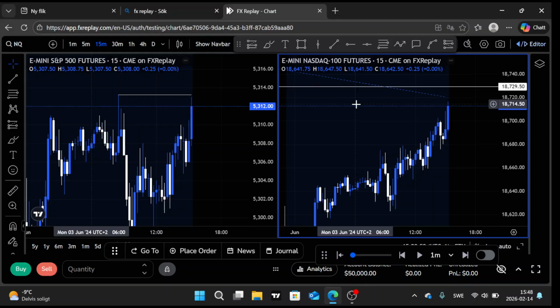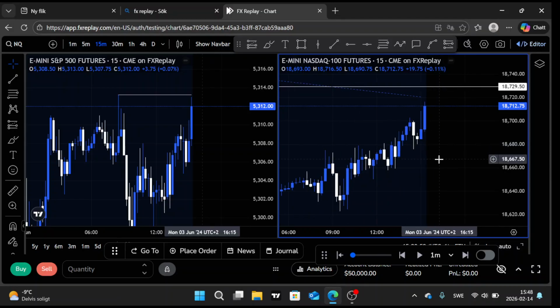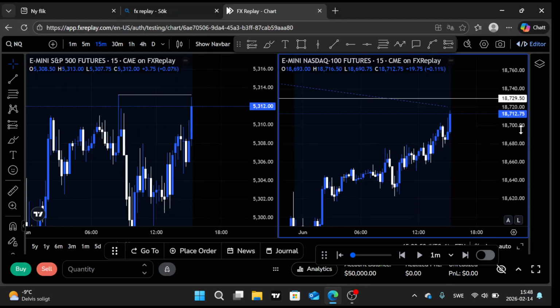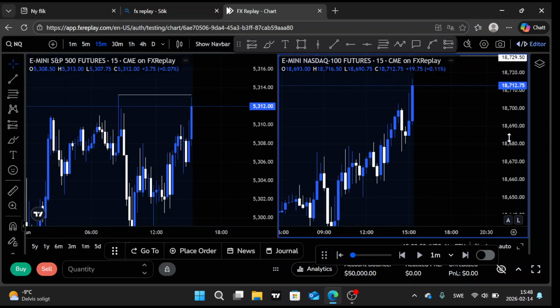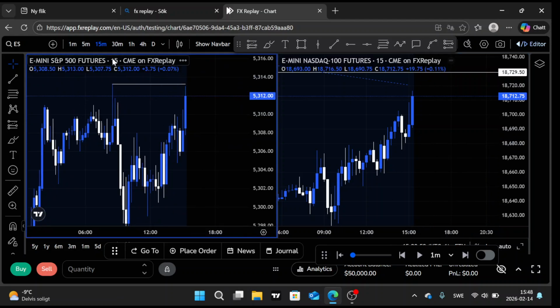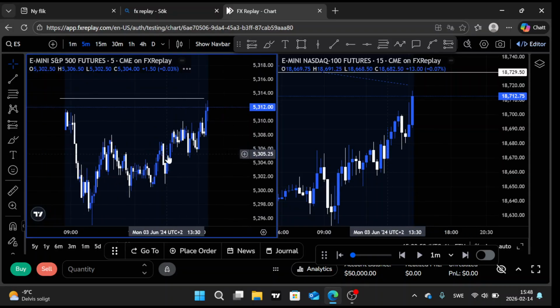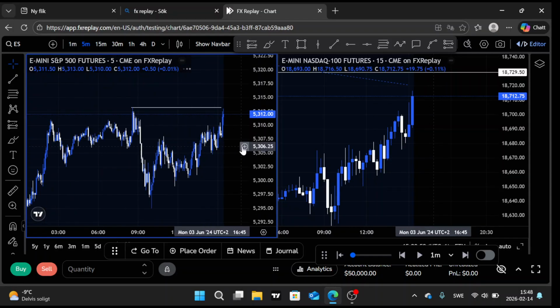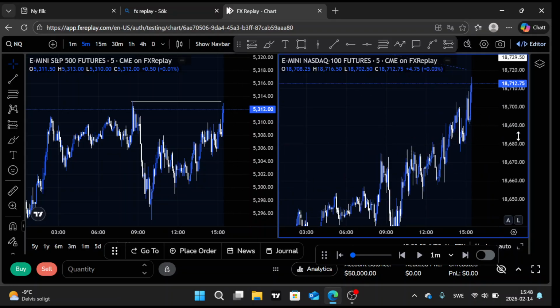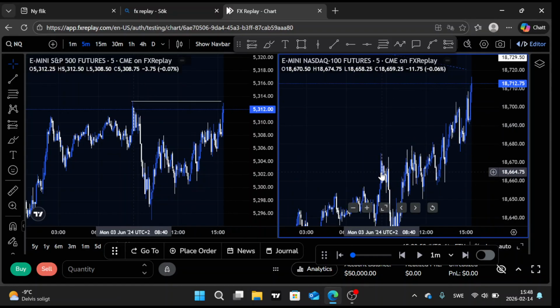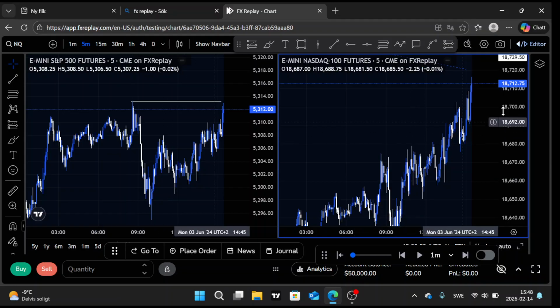So now we have bearish SMT on the higher time frame, we have bearish SMT on the lower time frame, but the order flow still looks bullish, so no. On the 5 minutes, that's how it looks on the 5 minutes.